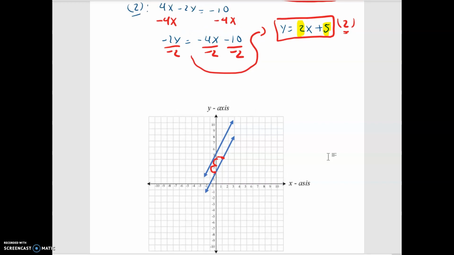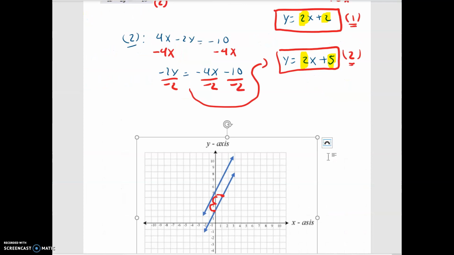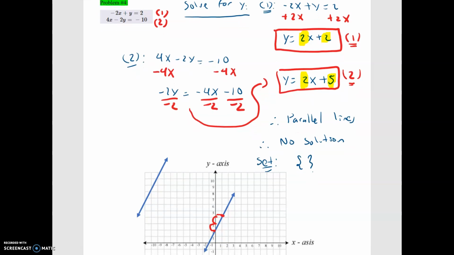In this scenario, since they want us to find the solution by graphing, we would say no solution. And let me say parallel lines. This is a no solution. If it wants a set, in this case, it'll simply be the empty set. The empty set means that there's no coordinate point. And I think I accidentally moved the line. Let me put it back to where it was. It was supposed to be at 5. Okay, there we go.